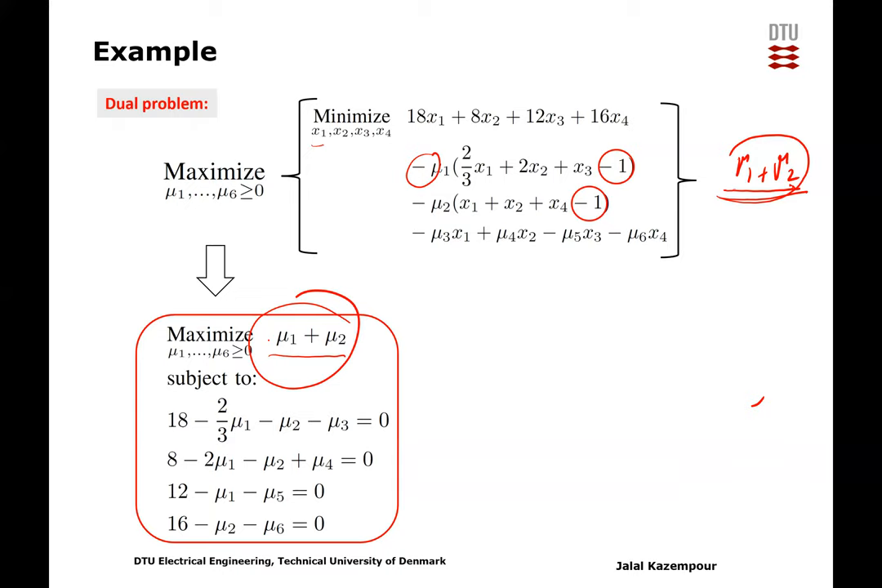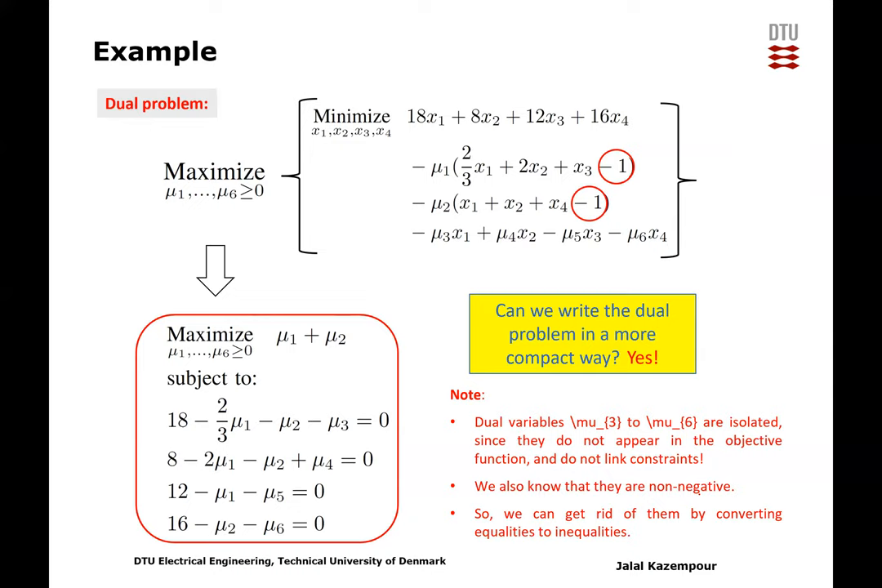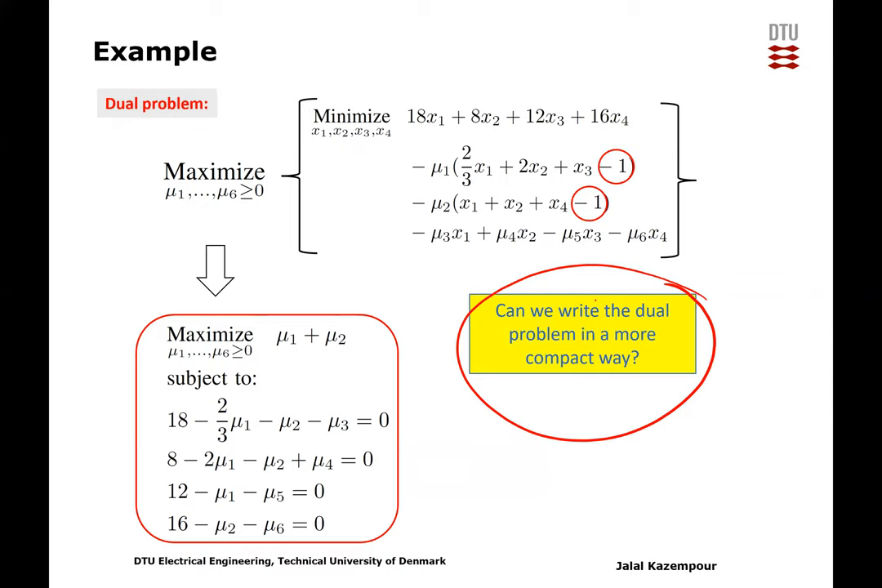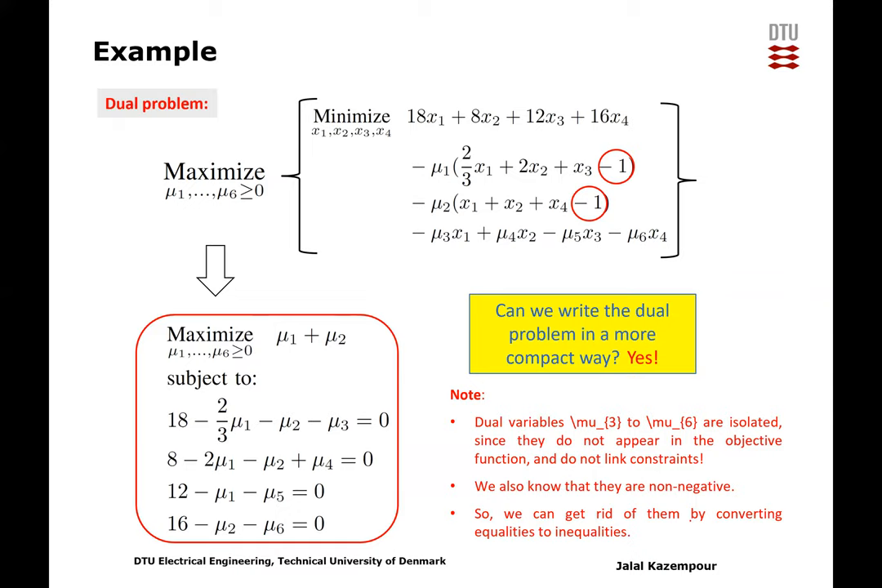But in a market clearing problem, we always have demands, right? We always have installed capacity of generators. We have installed capacity of transmission lines. So we always have a non-zero dual objective function. So can we write the dual problem in a more compact way? The answer is yes. How can we do that? Let me explain.